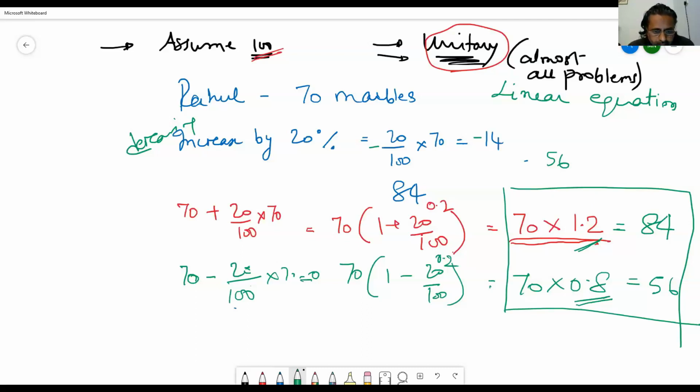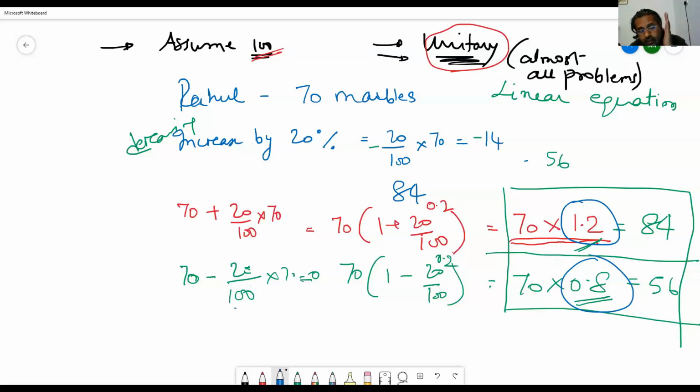Are you okay with this till this point, this 1.2 and 0.8? Yes, sir. One question: is it fair to say this is like a shortcut to how we would solve? No, this is the way you can solve almost all problems in percentage. All questions, sure.